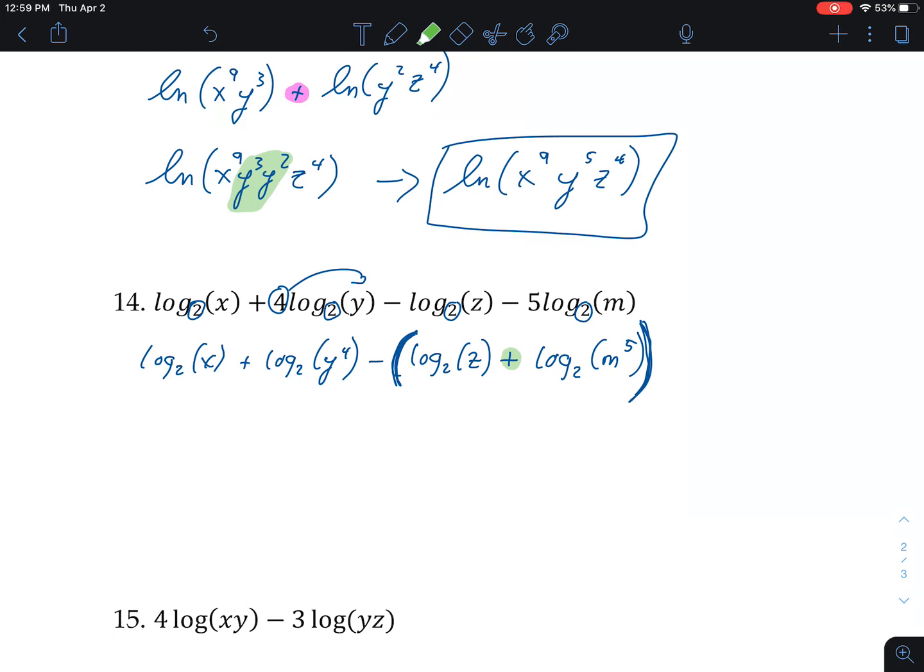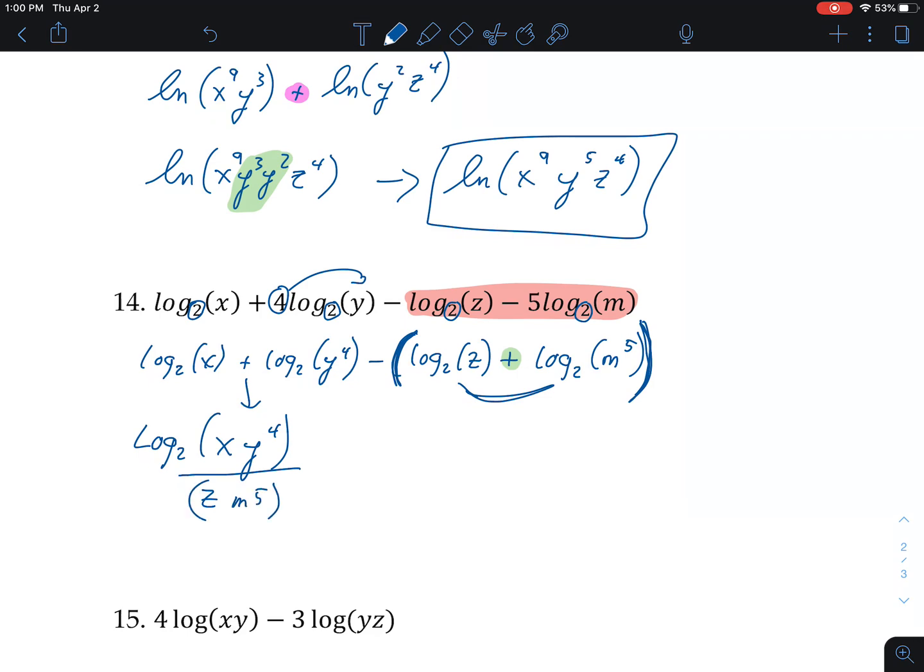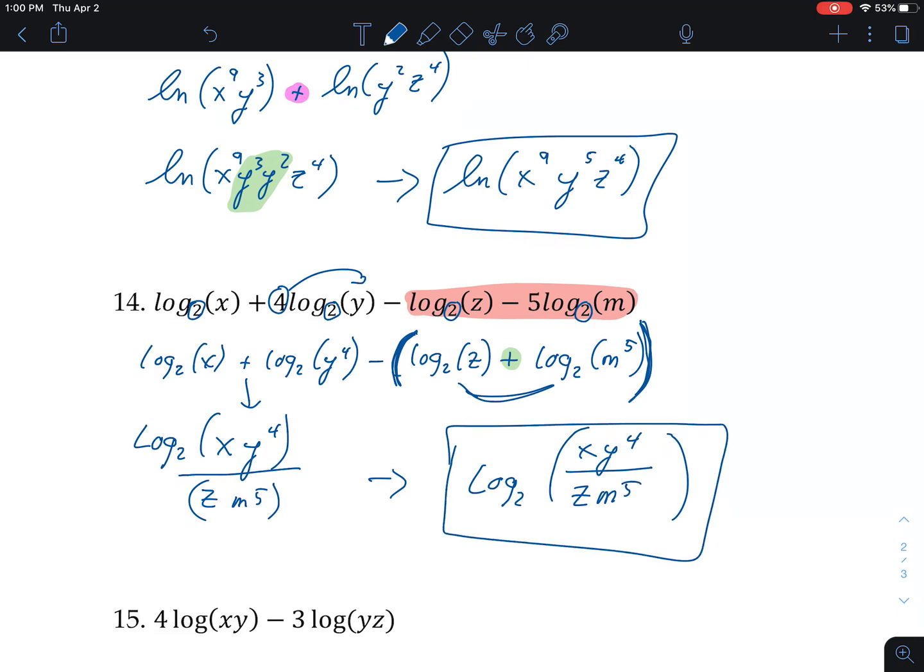You don't need to write the step if you can see, as we saw above, that this just means the whole thing's on the bottom. If you remember that, great. If not, you may need to write this to help you remember it. They're all the same base, so the first thing I could do is log base 2. Plus means multiply. Minus means it's on the bottom. And then these two things are multiplying, a z and an m to the 5th. Just to write that a little bit neater, log base 2, x, y to the 4th, z, m to the 5th. And here is my answer.